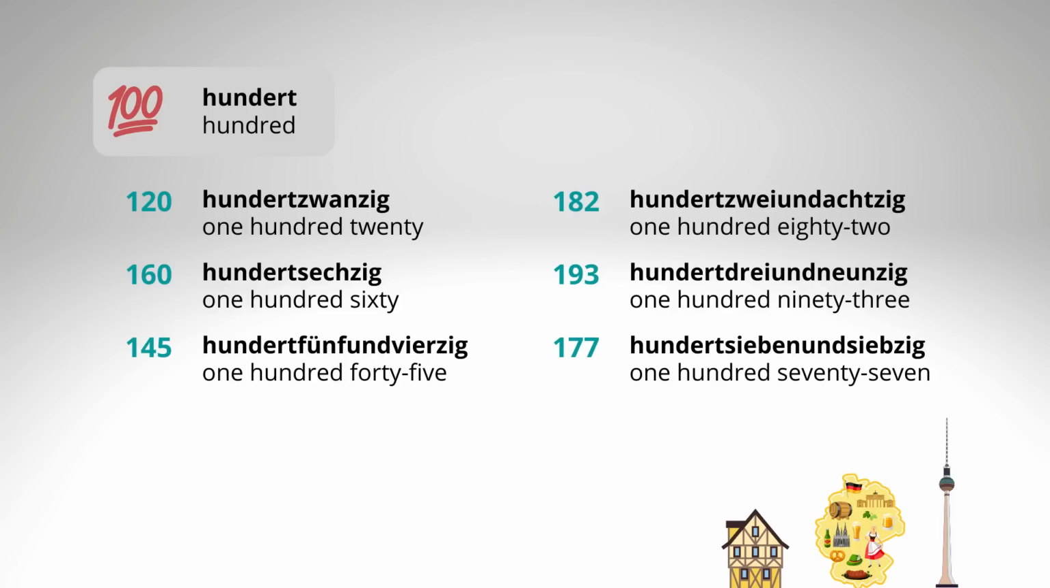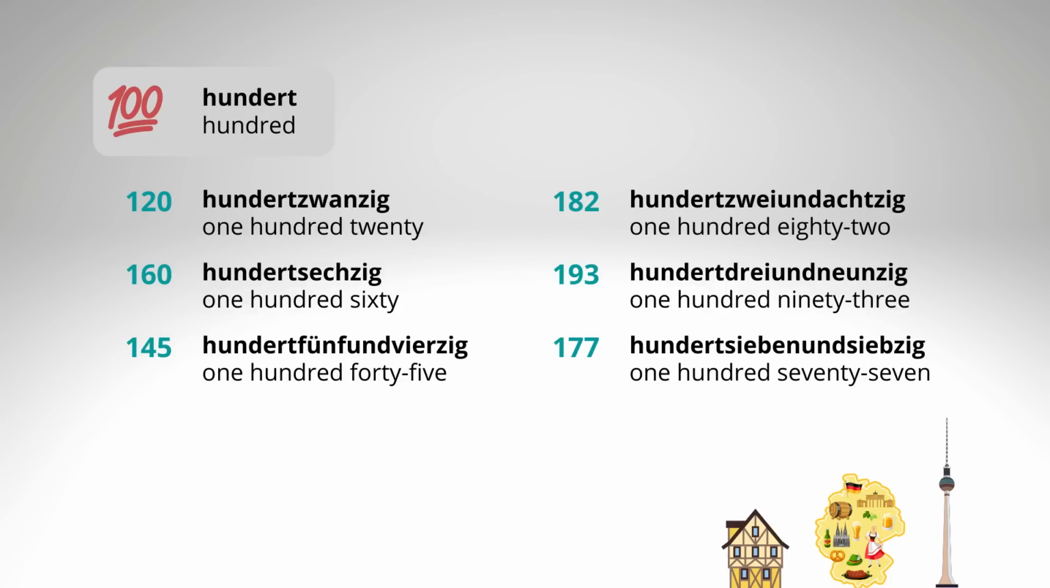Using the same structure, you can also get the German translations for other numbers, like 182, for example: 100 and 82. Or 193, which would be 100, then 3 and 90. Or for example 177: 100 and 77. Okay, so you get the idea. You start with 100 and then you add the number after 100. And we already learned how to do that.